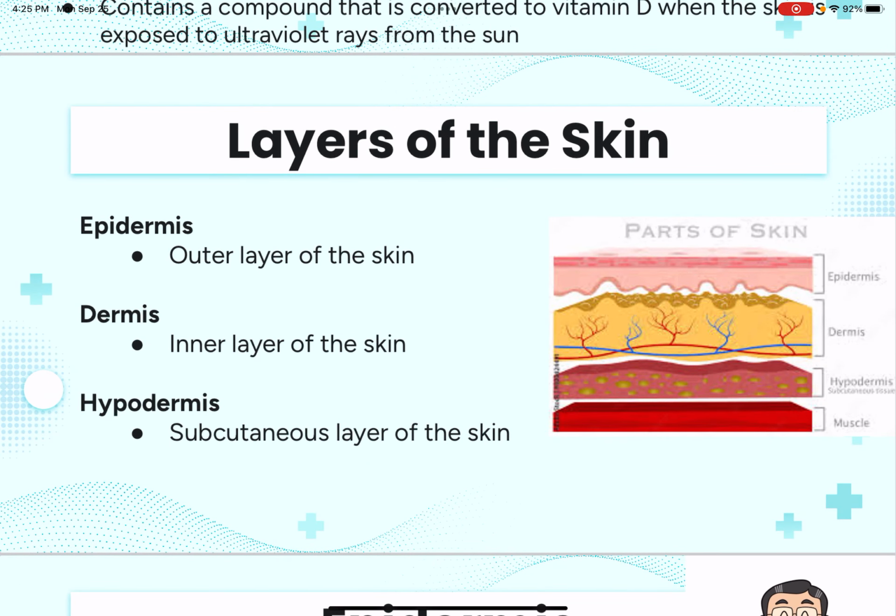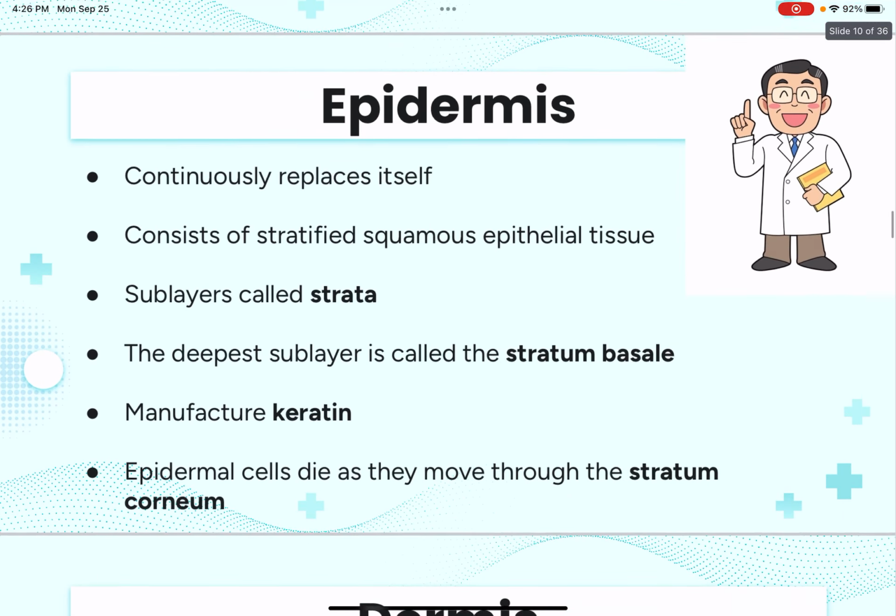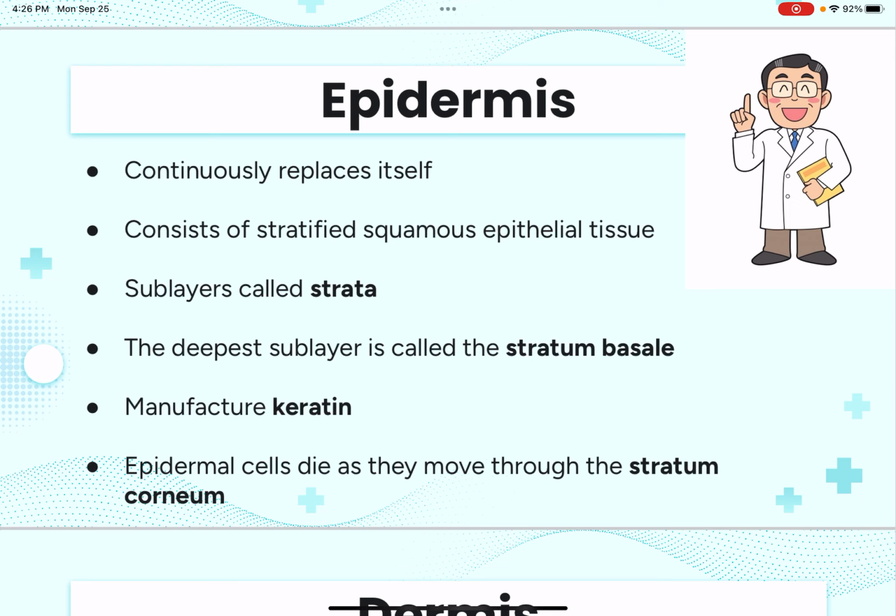The three main layers of the skin are the epidermis, which is the outer layer of the skin, the dermis, which is the inner layer of the skin, and the hypodermis, which is the subcutaneous layer of skin. The epidermis consists of stratified squamous epithelial tissue. The outer cells of the epidermis continuously wear off and are immediately replaced by new cells. Over most of the body, the epidermis is only about as thick as a page of a book, yet it consists of several sublayers or strata.